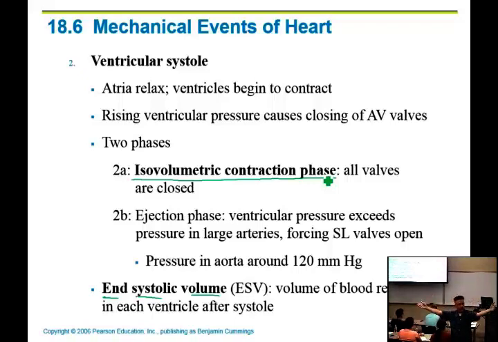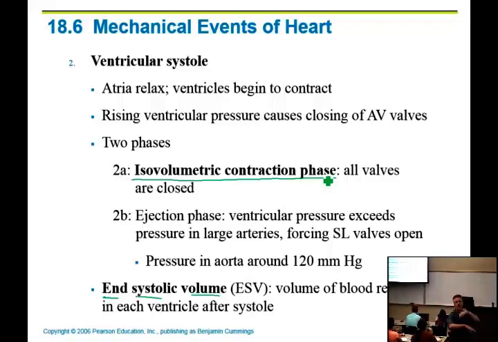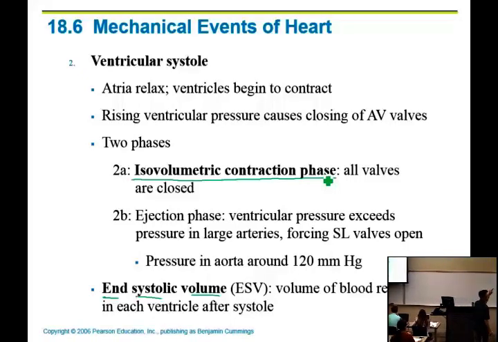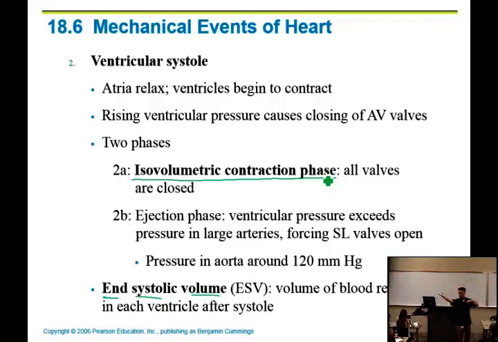And once the semilunar valve's open, now the blood's being ejected into the pulmonary circuit and into the arch of the aorta, and now it's exiting and doing the contraction that we normally think about. But there's this brief period of time when the ventricles are contracting, but the volume isn't changing yet because we have the blood that's actually closing the AV valves and now opening the semilunar valves instead. Okay? Again, it's not something that you usually focus on.